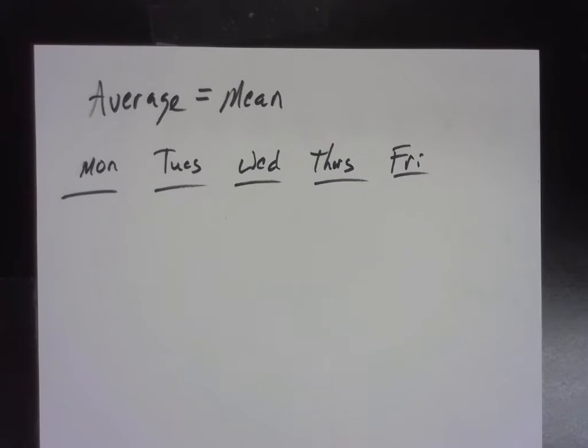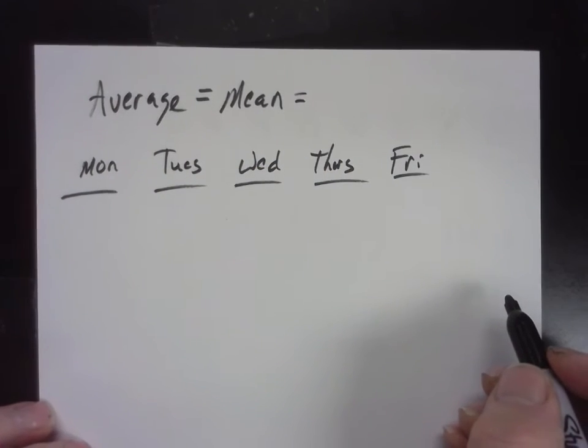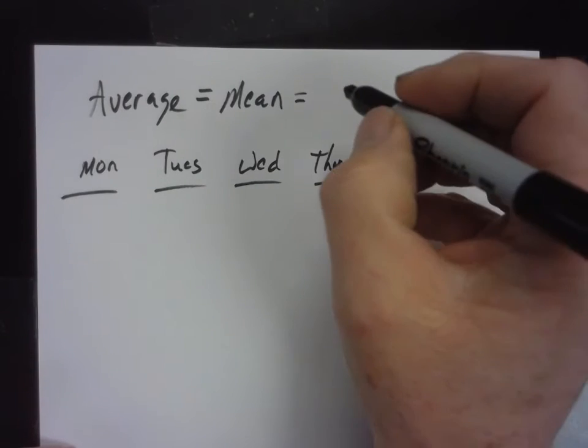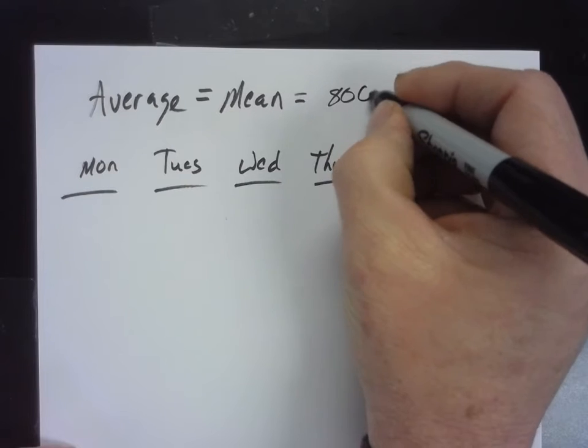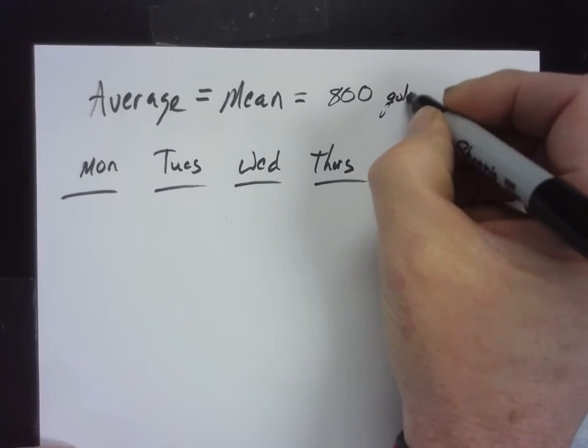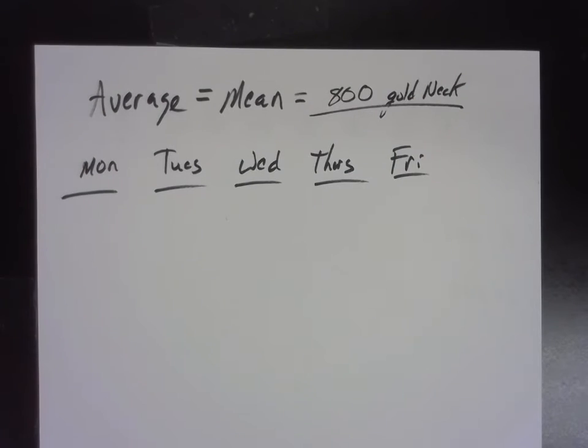If our mean in this manufacturing facility is, let's say, 800 gold necklaces, if that's what the mean is at the end of the week on Friday, all of us get a $500 bonus for the week. That's good with me. For the week, everybody gets a $500 bonus.